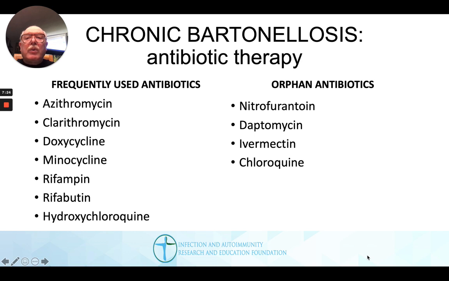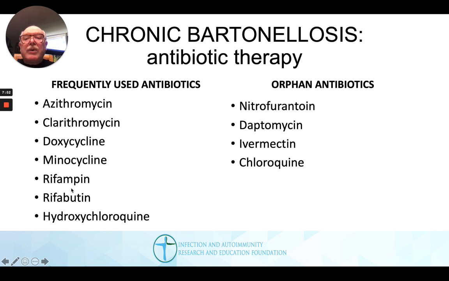So what do we use in our clinic? What are the mainstream antibiotics to treat chronic Bartonellosis? First of all, it's azithromycin and clarithromycin, both macrolides, and you need to make your own decision which one you want to use, depending on the patient situation. Doxycycline and minocycline are very useful, as well as rifampin.